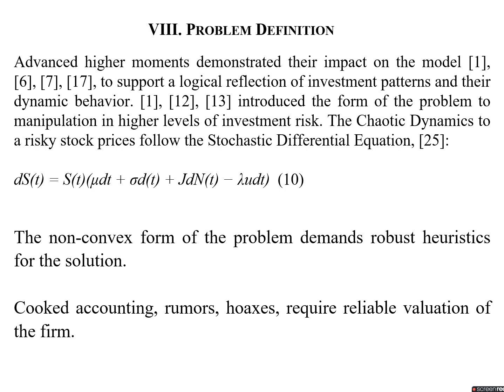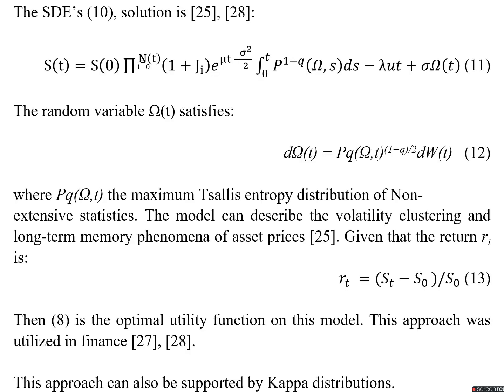The chaotic dynamics to a risky stock process follow the stochastic differential equation given in this form. And the non-convex form of the problem demands robust heuristics for the solution. Cooked accounting, Ramos, hoaxes require a reliable valuation of the firm. The SDEs evolve to this formula of 11, and the random variable omega satisfies equality number 12, where P, Q, omega tau is the maximum Tsallis entropy distribution of non-extensive statistics.